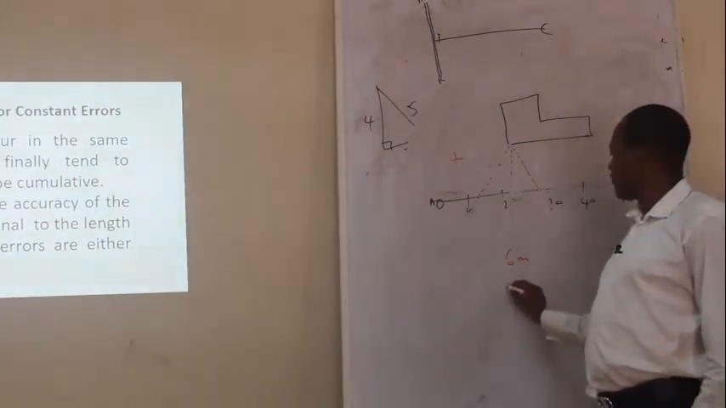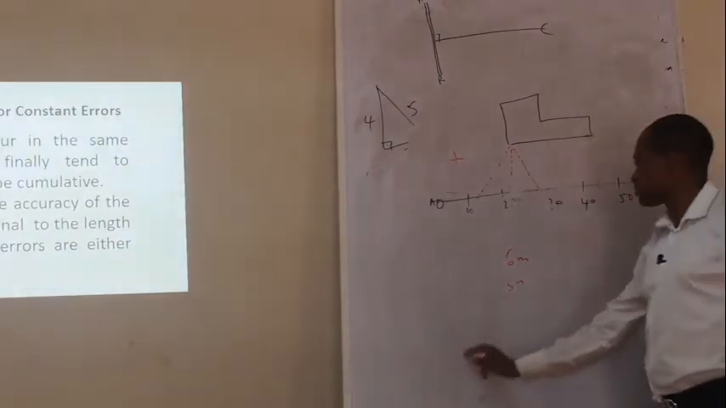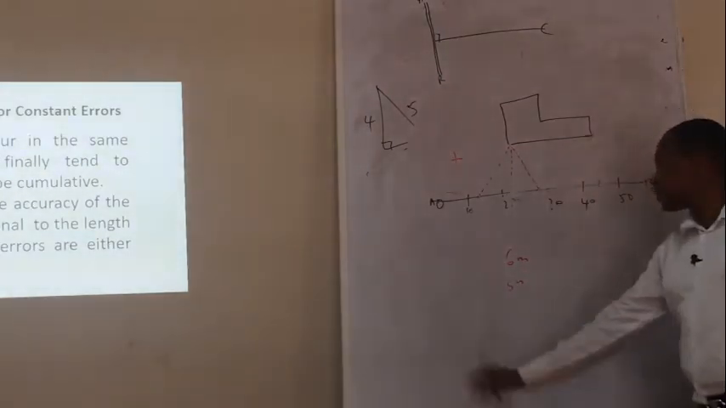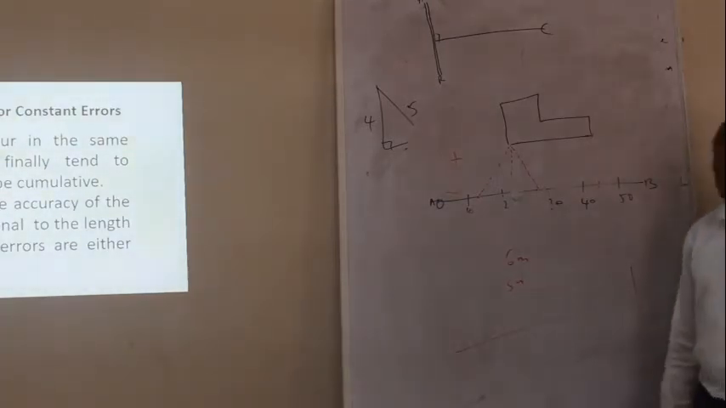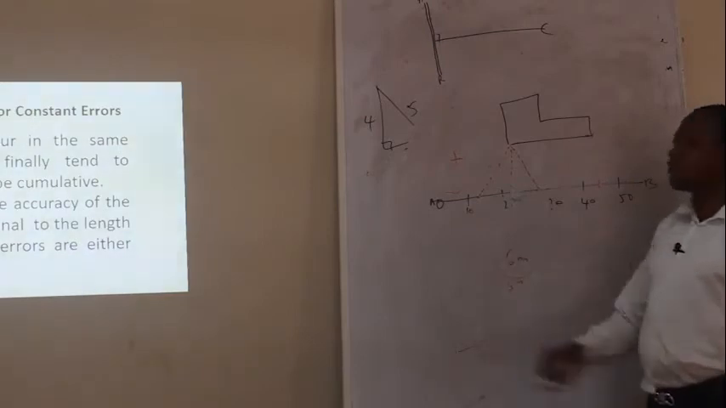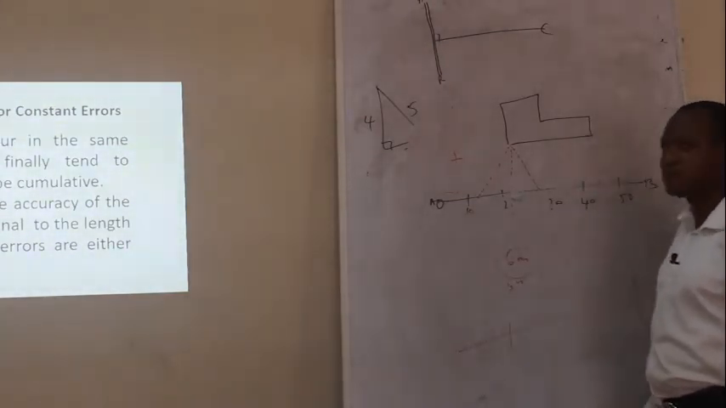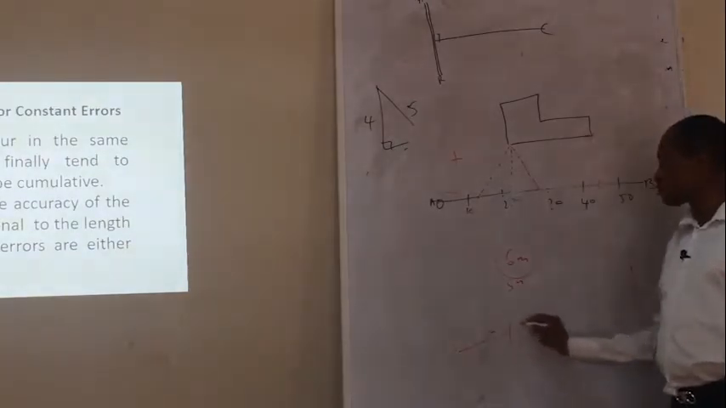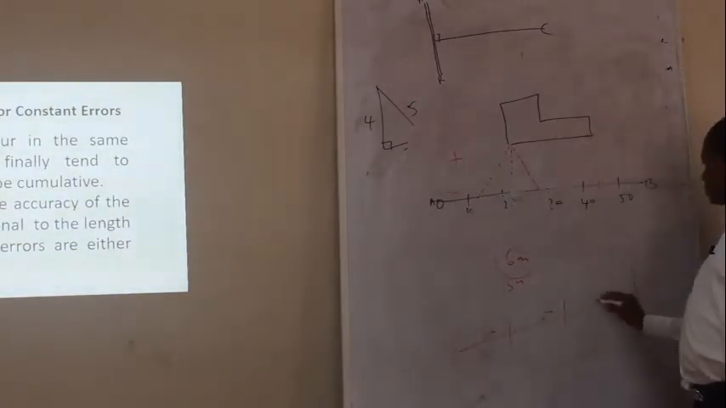If you go ahead to measure this line, for example, maybe about 20 meters in length, but you assume that the tape is 6 meters, you measure the first one to this place, you call it 6 meters. Another one, you call it 6 meters. Another one, you call it 6 meters.